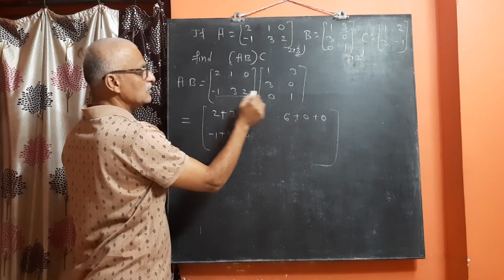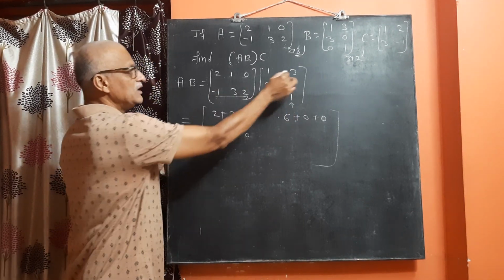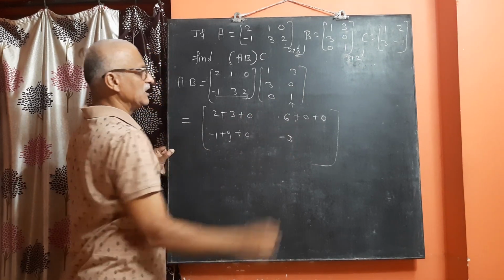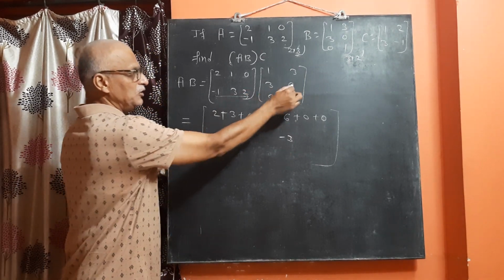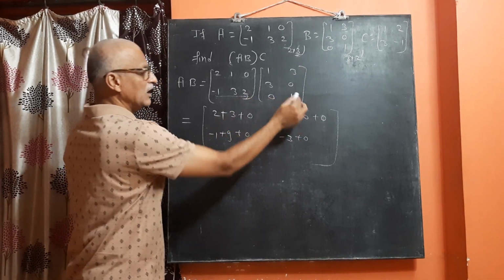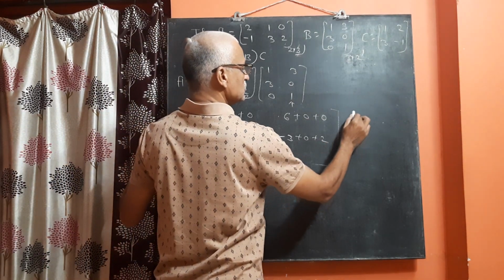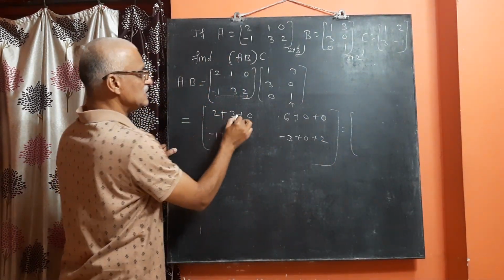Then the second row and second column, this column. Minus 1 into 3 is minus 3, 3 into 0 is plus 0, 2 into 1 is plus 2. So we will get this equal to 2 plus 3, that is 5.